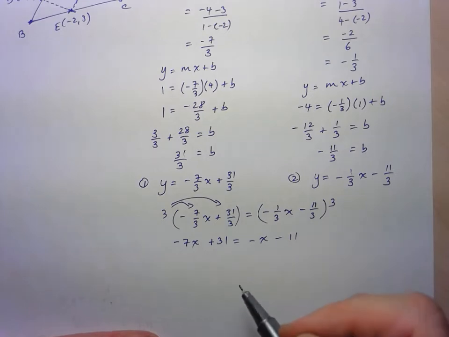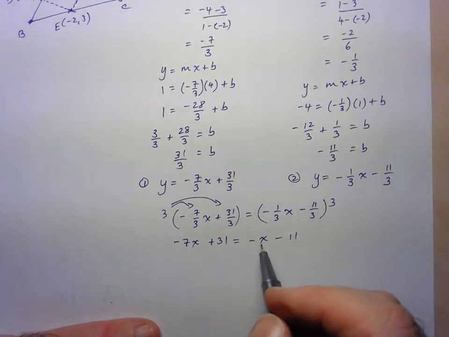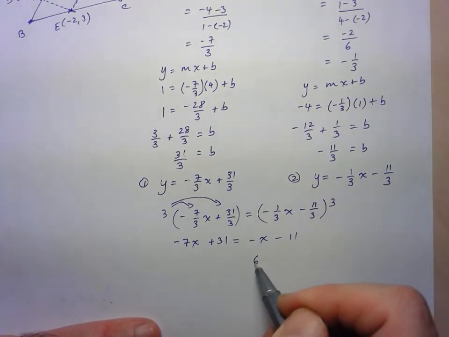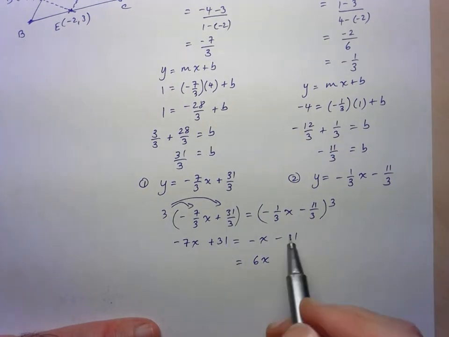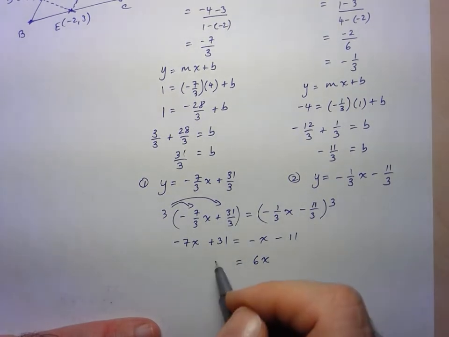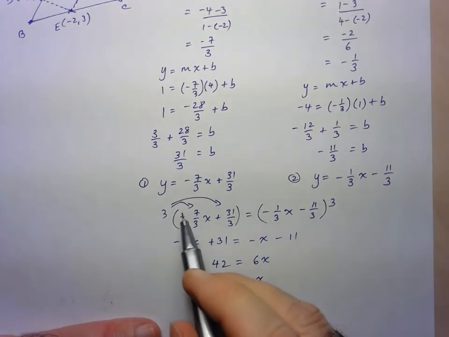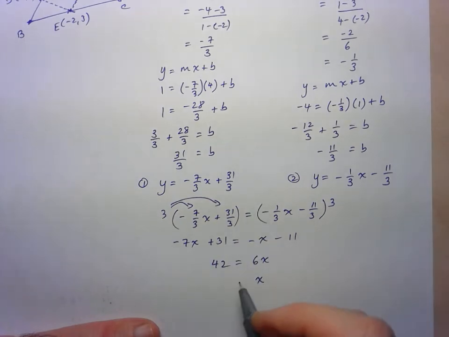So I'll bring all the x's to this side, so I get something positive. Here negative x plus 7x is going to give me 6x on the right, and here we've got 31 plus 11, so 42. There we go. Even though we started off with a couple of pretty ugly looking equations, this turns out to be pretty nice here. So x is equal to 7.